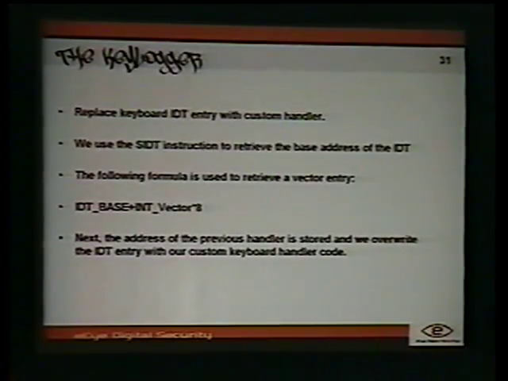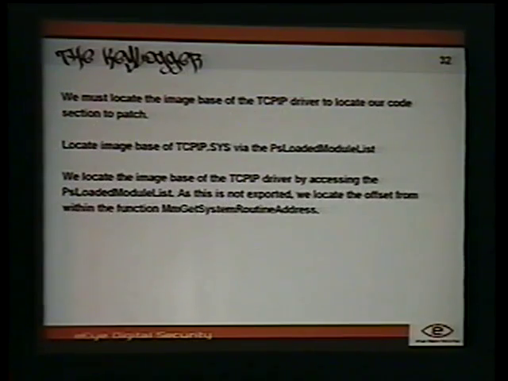All right, so I'm going to be overriding the keyboard IDT entry with our own custom keyboard handler. So we get the base of the IDT again, with SIDT, or by referencing that memory address from earlier. To retrieve a vector entry, it's just IDT base plus vector times 8. We'll save the address of the previous handler and overwrite the IDT entry with our own. I'll talk about what my actual handler does in a couple of minutes.